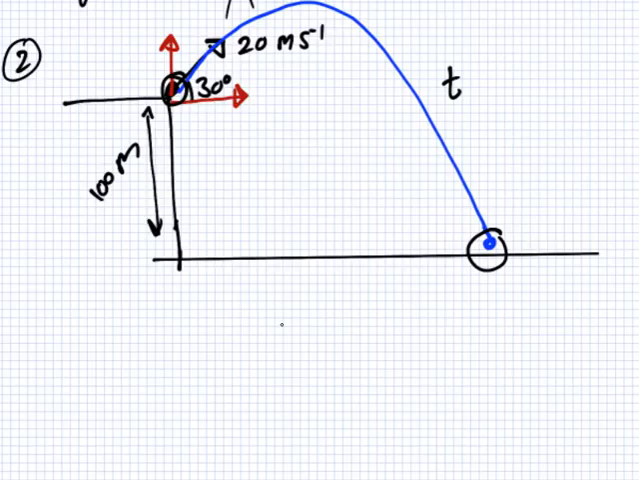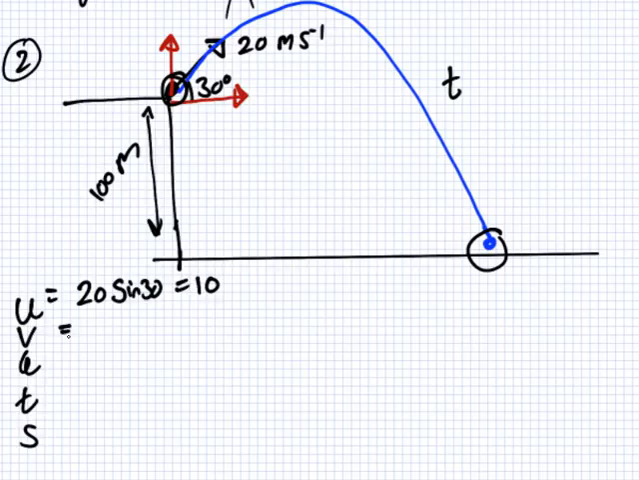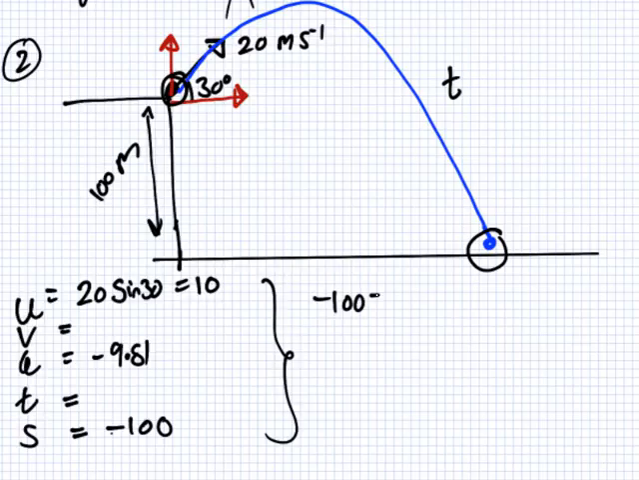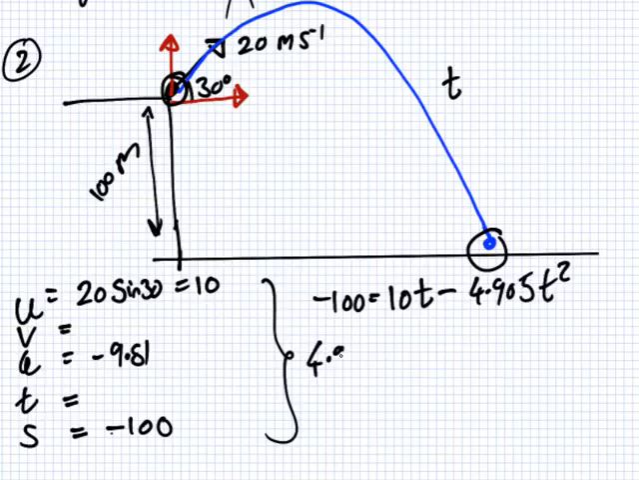So, in fact, we only need to look at the vertical: U, V, A, T, S. The U is 20 sine 30, which works out to be 10. The V we don't know, and the A is minus 9.81. The T is what we want, and the S is negative 100. Once again, it's S equals UT plus a half AT squared, in other words, 4.905 T squared minus 10T minus 100 equals 0.